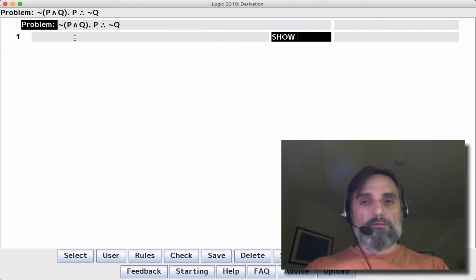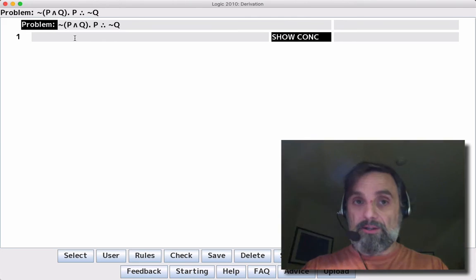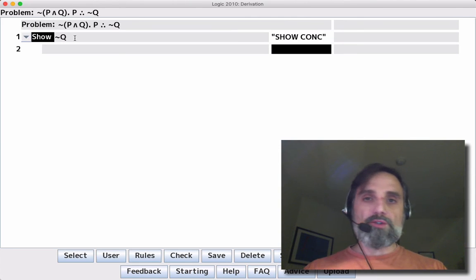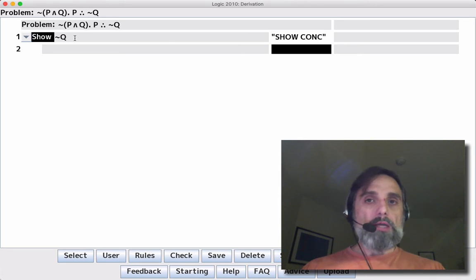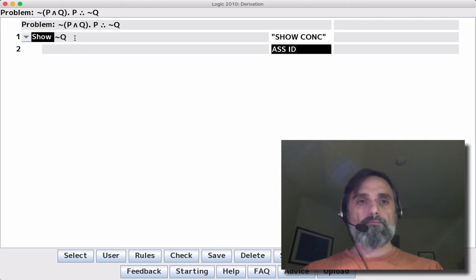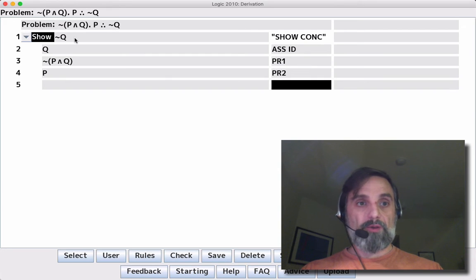As opposed to the derivation system, I just did it in English. Okay, so we'll say show the conclusion. We always want to be making assumptions if we can, a conditional assumption, indirect otherwise. Well, we cannot make a conditional assumption, so we'll make an indirect assumption. And that gives us Q. And now we're going to go ahead and put in our two premises.